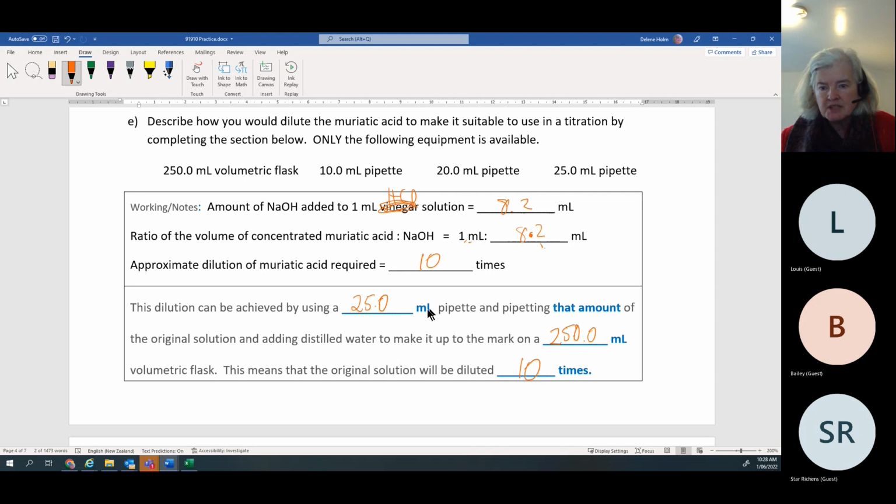Any questions on that bit? Okay, so this is an important part of the achieved.